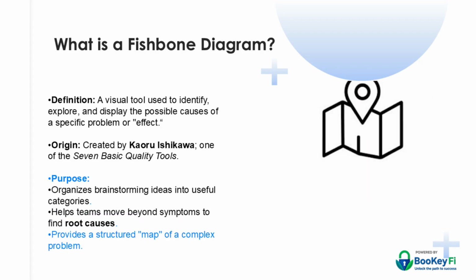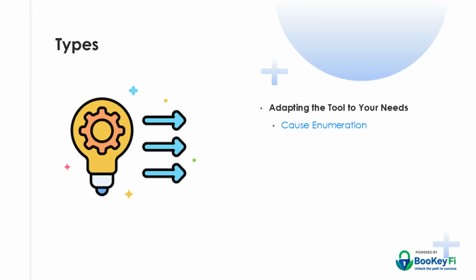Complex problems feel like being lost in a dark forest. This diagram is your map. It shows you the paths and the obstacles on one single page. By seeing the big picture, you can finally see how a lack of training in one area is causing equipment breaks in another. Types or methods of fishbone.